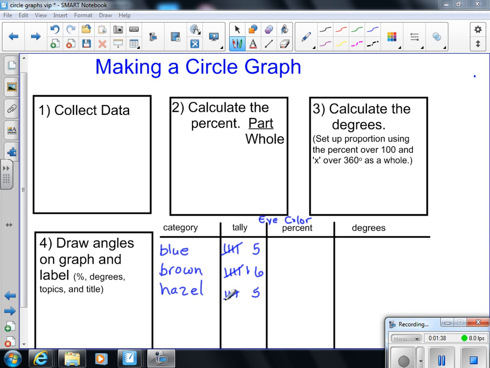All right, so we just completed step 1. We collect some data. Now again, sometimes I will give you the data and you won't actually have to do that collection part. Okay, the next step is to do what? Calculate the percent. In other words, if I have 5 people with blue eyes, how do I figure the percentage that have blue eyes? I have to get my total first. I have to add them up, which would be 16.